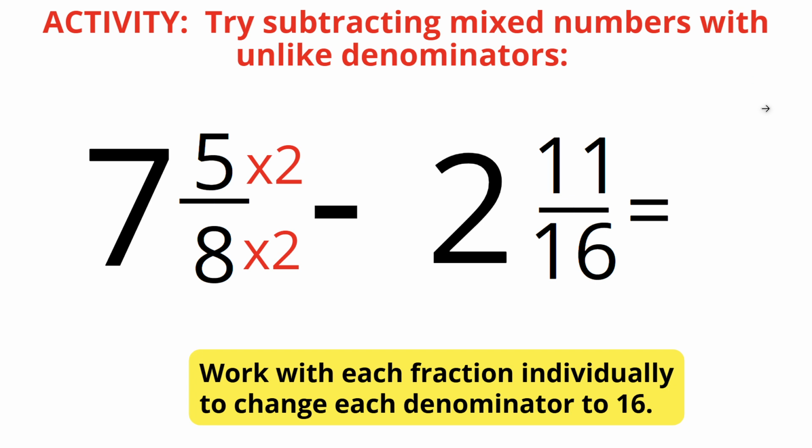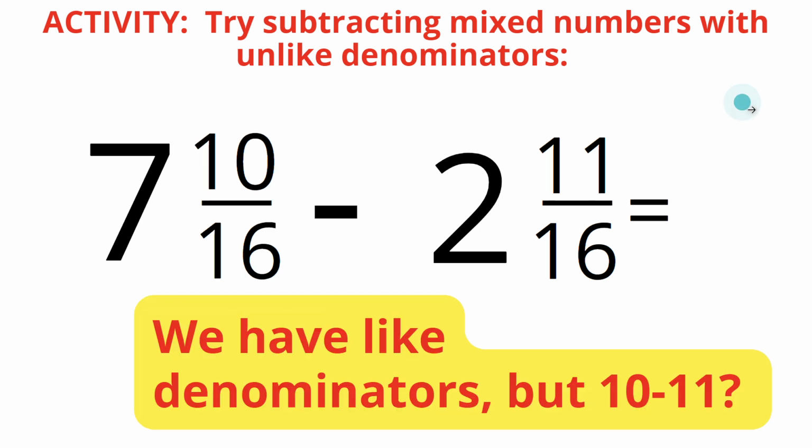Here's your check slide. Okay, you're going to get 7 and 10/16 minus 2 and 11/16. Do you remember our strategy that we used with that great big whole number and our mixed number that we can borrow from to help alleviate this problem of 10 minus 11?